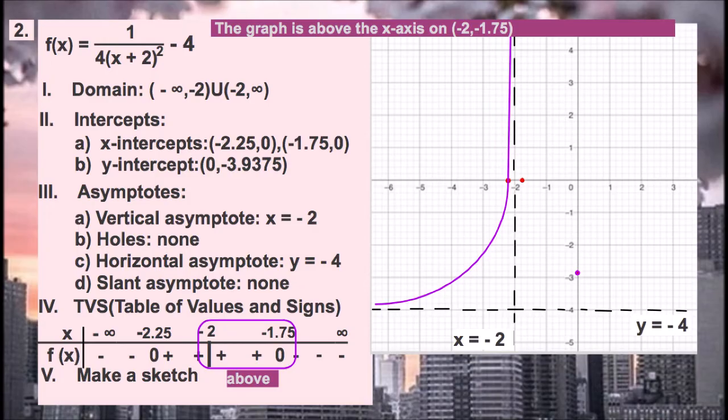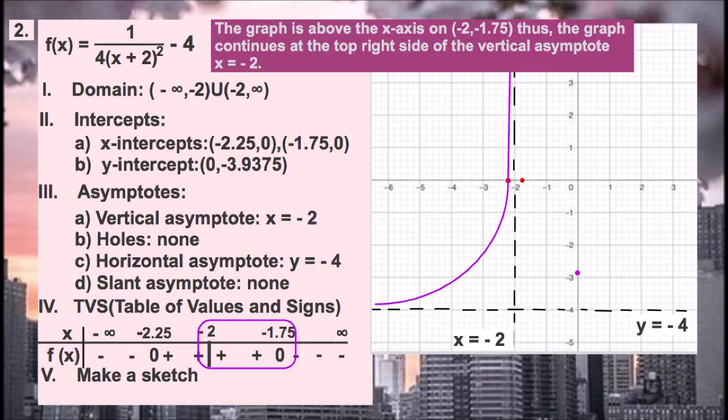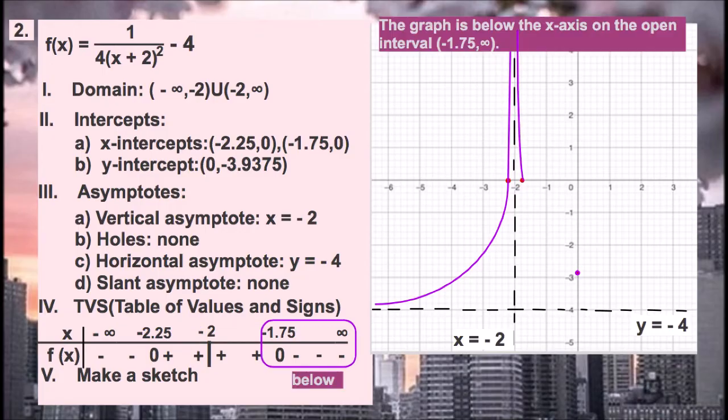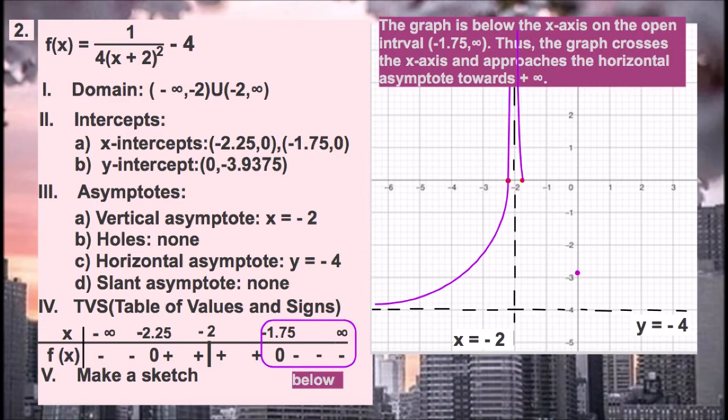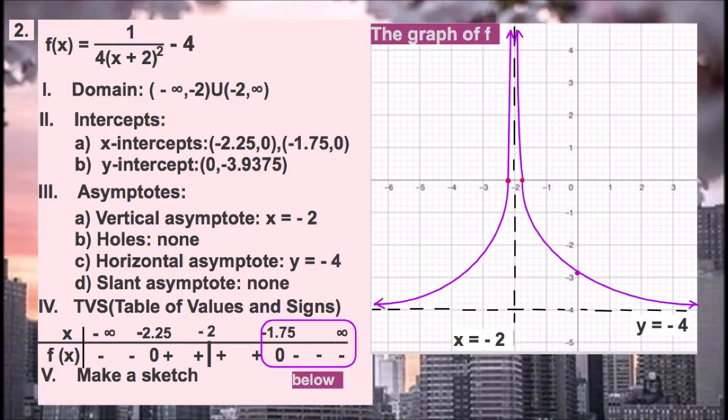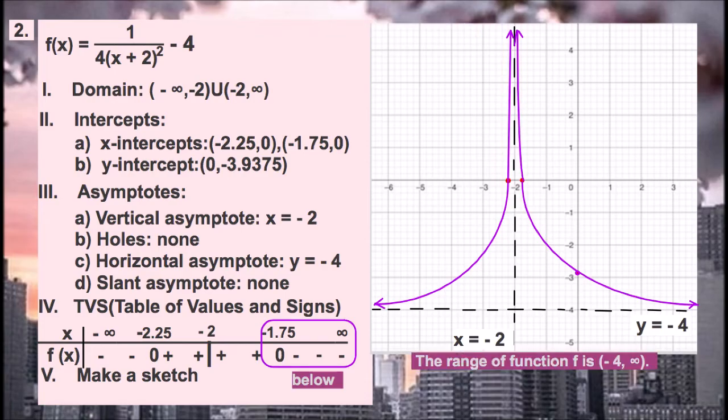The graph is above the x-axis on the open interval negative 2, negative 1.75. Thus, the graph continues at the top right side of the vertical asymptote x equals negative 2. The graph is below the x-axis on the open interval negative 1.75, infinity. Thus, the graph crosses the x-axis and approaches the horizontal asymptote towards positive infinity. Thus, this is the graph of f. The range of the function f is negative 4, infinity.